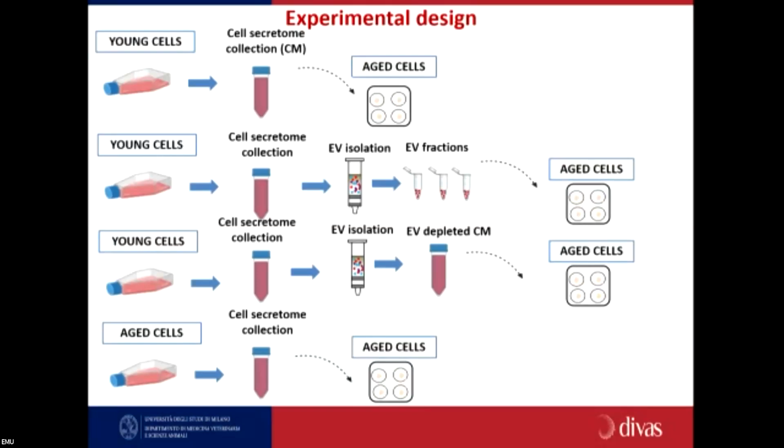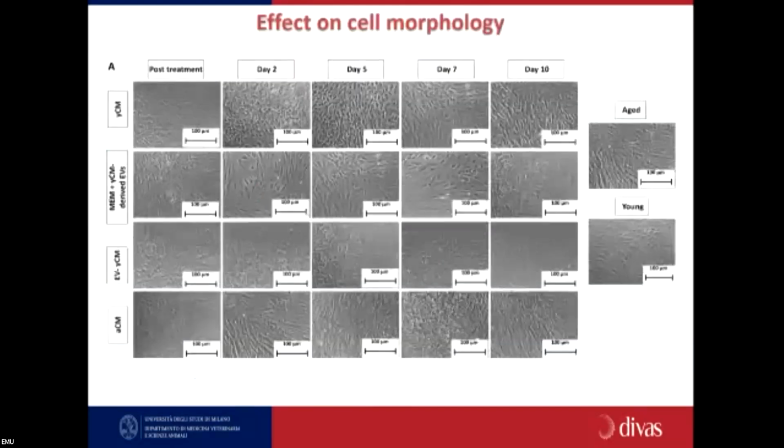In parallel, we use the same treatment. So we collect cell secretome from young cells. We isolate EVs using chromatographic columns. We collected EV fractions, and we used EVs as a treatment in aged cells. We also treat aged cells with young cell secretome depleted from EVs, and as a control, we used aged cell secretome as a treatment.